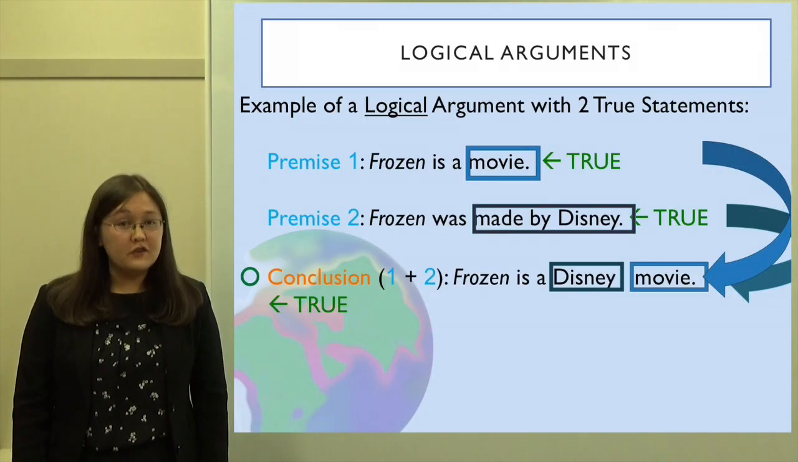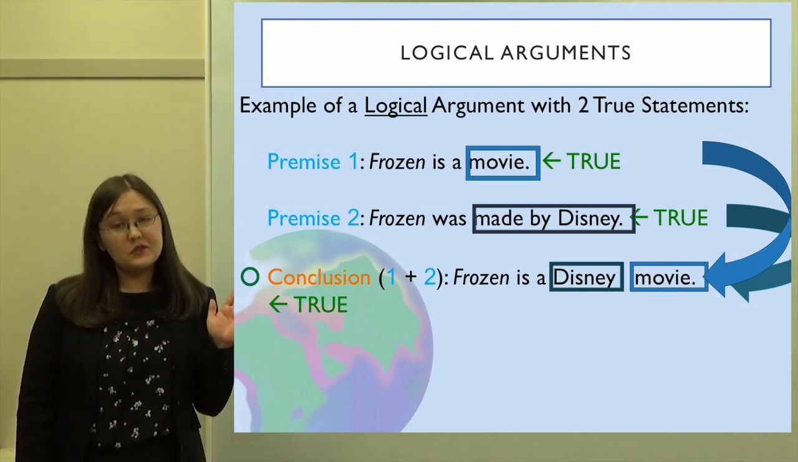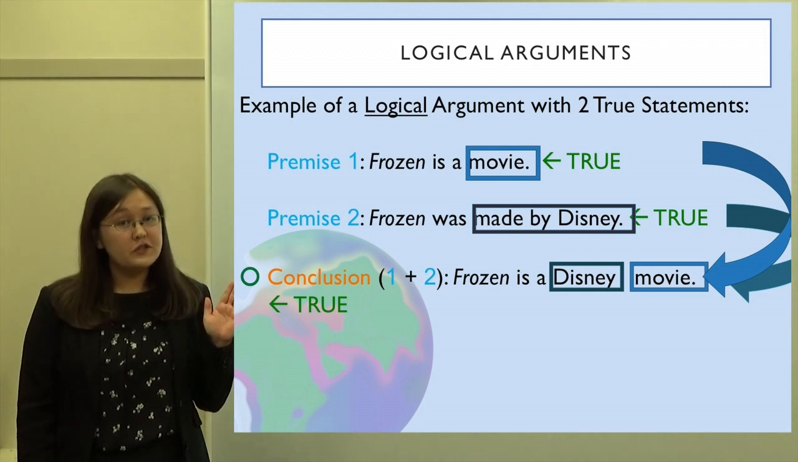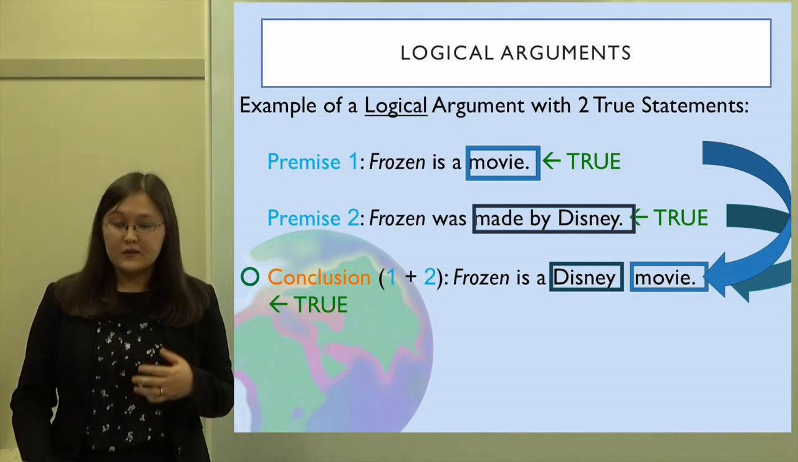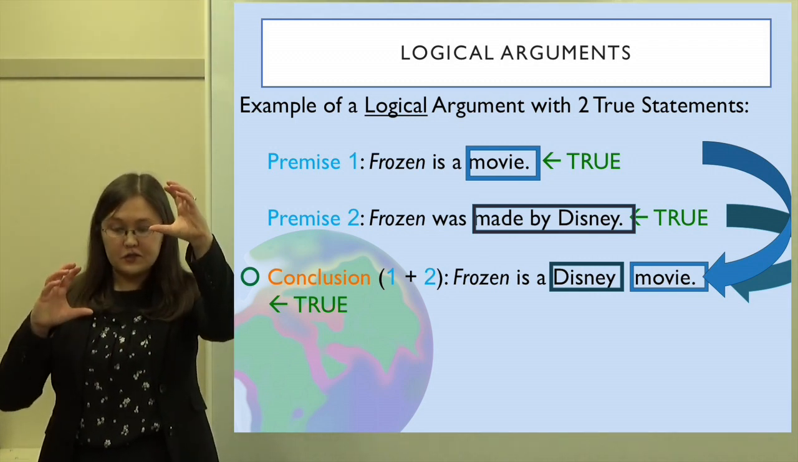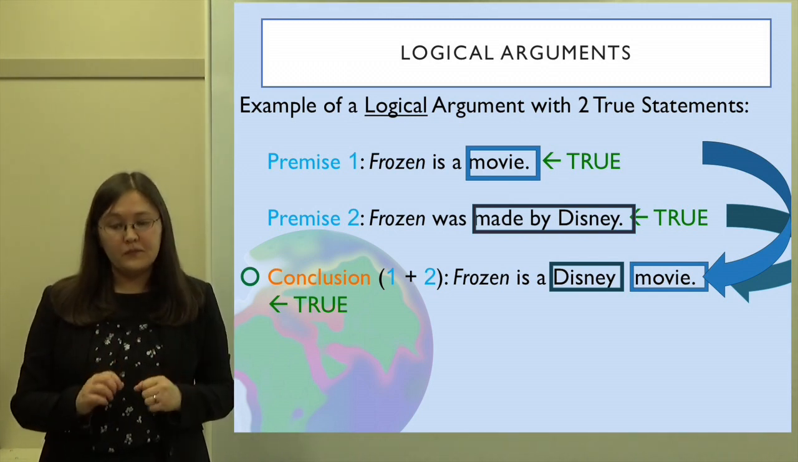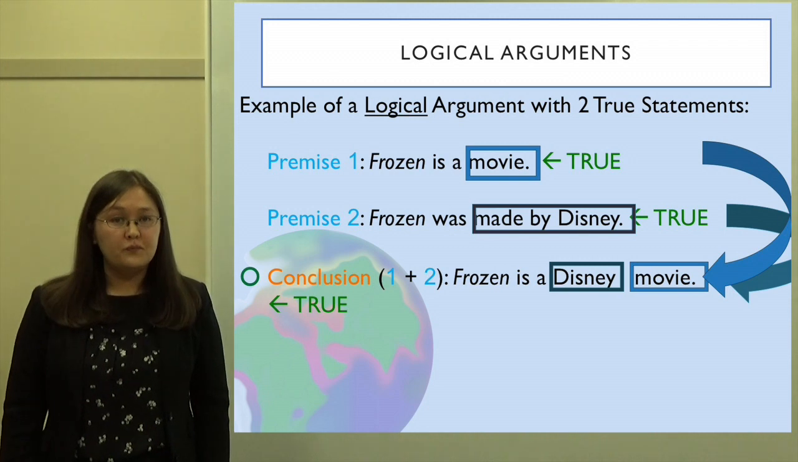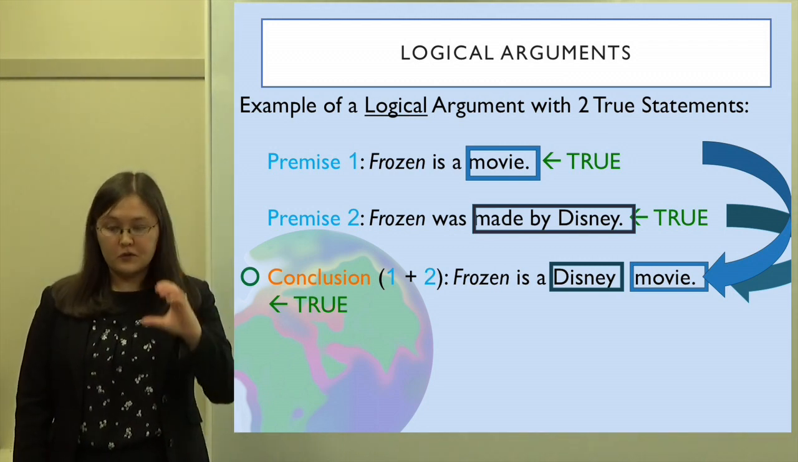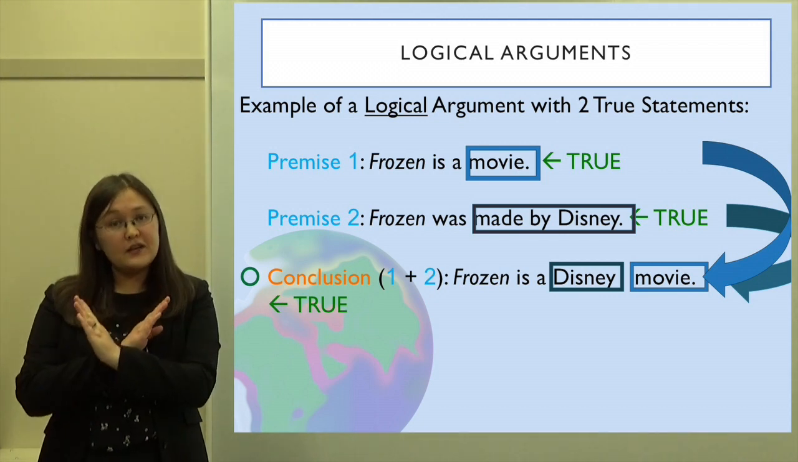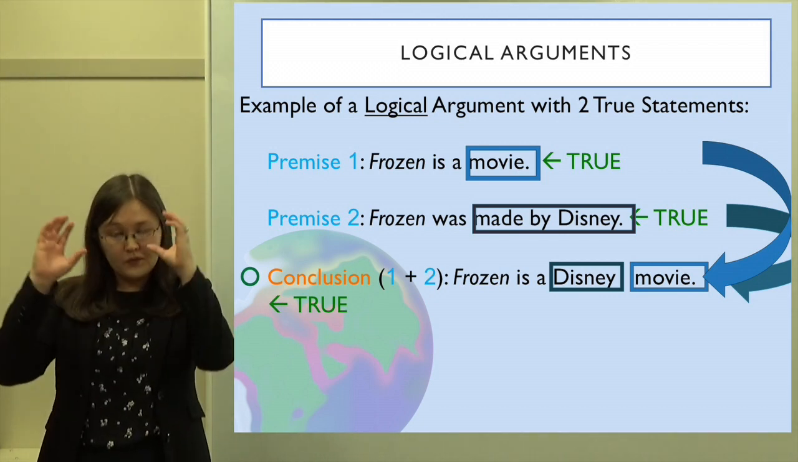So let's look at another very simple example. Premise 1, Frozen is a movie. Premise 2, Frozen was made by Disney. So in the conclusion, 1 plus 2, both go into the conclusion: Frozen is a Disney movie, and that is true. We have both of the pieces, 1 and 2, went into the conclusion, and the conclusion has no extra information. Very clear.